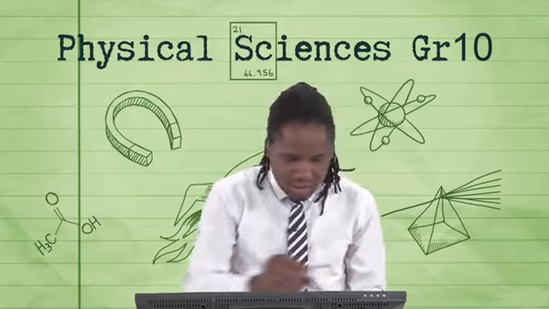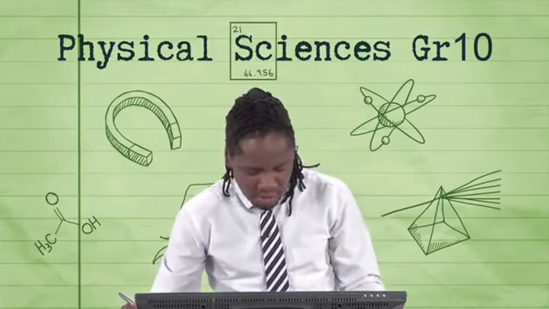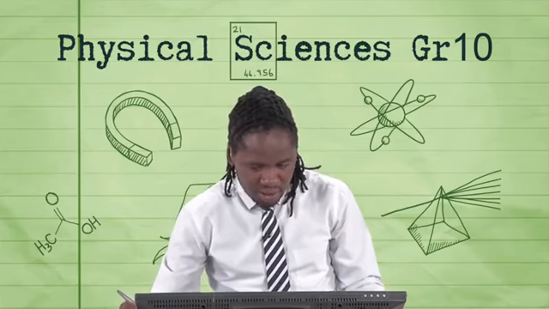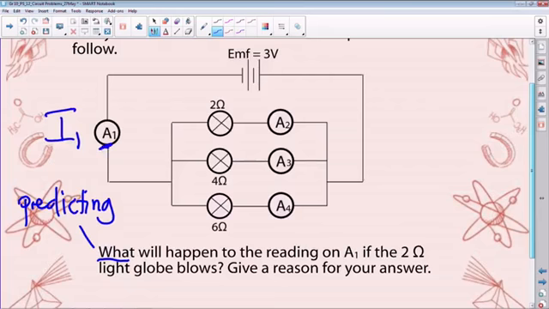Right. Now, that said, let's move on to the next problem, which continues on the same circuit. What will happen? Now we are predicting. This is a very important skill in science. Now we are predicting what exactly will unfold, or what would happen to the reading on A1. That's A1, and A1 is the total current, right?